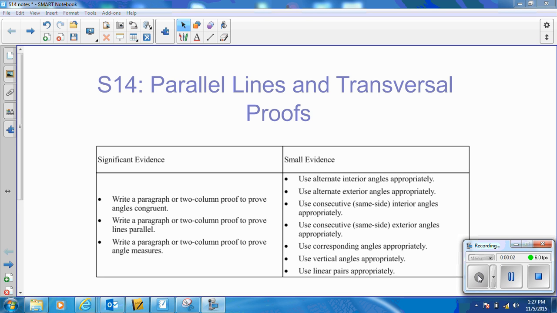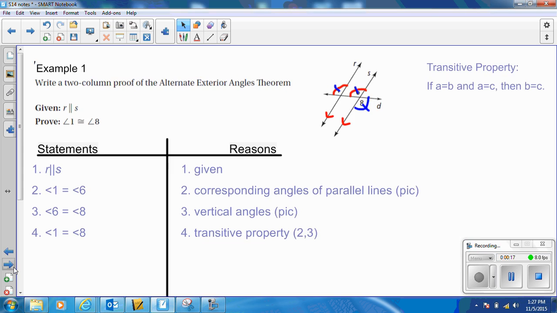In this video, we'll be talking about standard 14, parallel lines and transversal proofs. So we have to write a paragraph or two-column proof to prove the angles are congruent, or to prove that lines are parallel, or to prove angle measures.